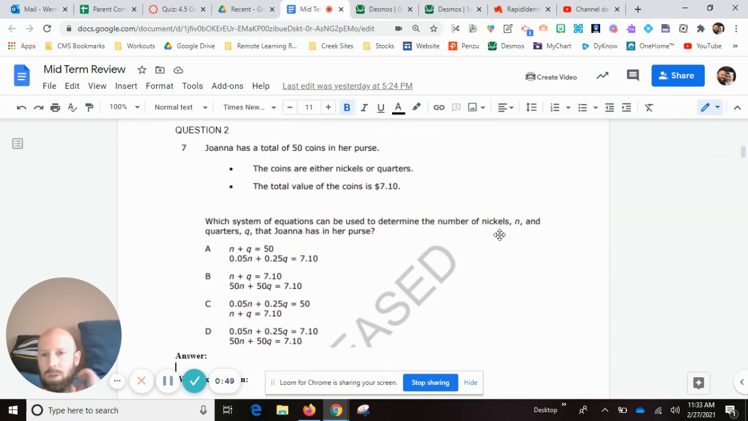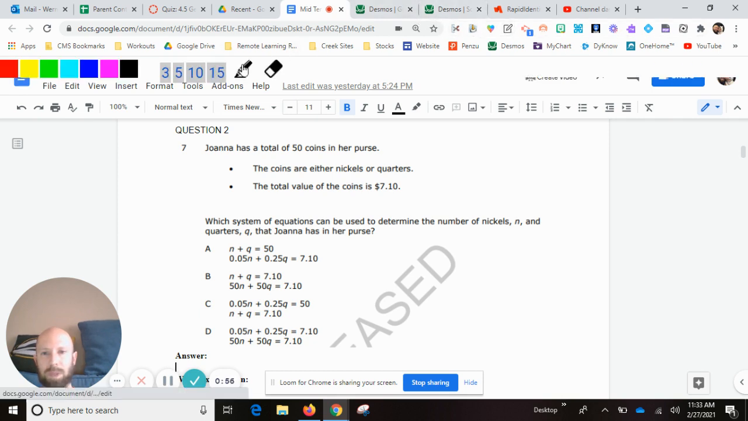Question 2. Joanna has a total of 50 coins in her purse. Coins are either nickels or quarters. Find the total value of the coins is $7.10. Which of these below represents this problem? So we know that there are 50 coins. So that's going to be one of our equations equals 50. What coins do we have to equal 50?